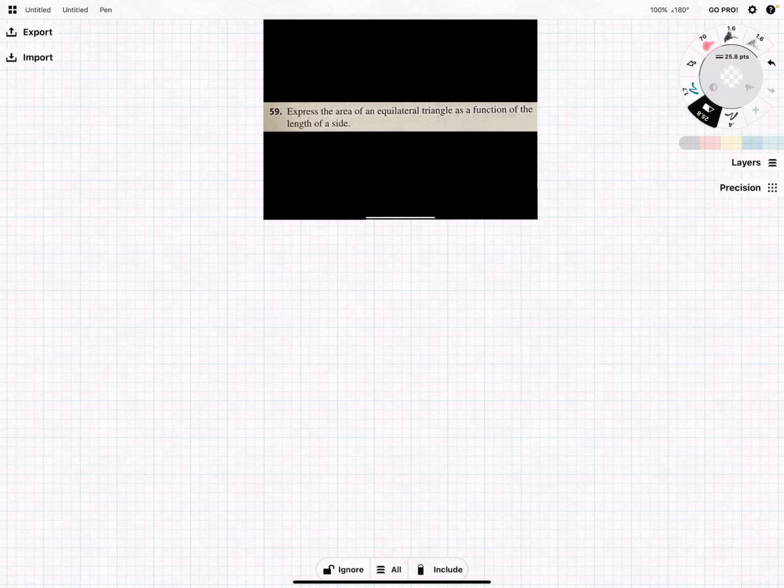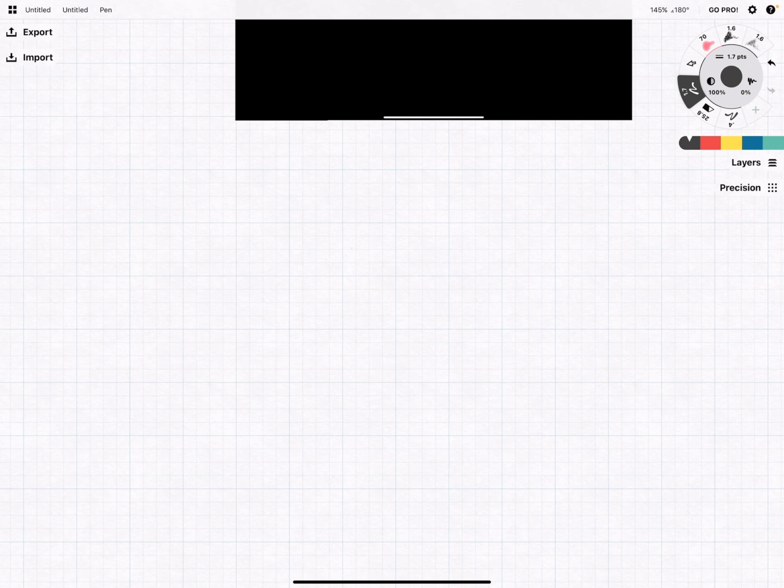This is Stewart Calculus 8th edition, section 1.1, problem number 59. For 59, it says to express the area of an equilateral triangle as a function of the length of a side. So with this problem, we have an equilateral triangle, right? That means all sides are the same length. And because it says find the area in terms of the length of a side, we can pick any side and we'll get the same answer either way. So that's always a good thing.